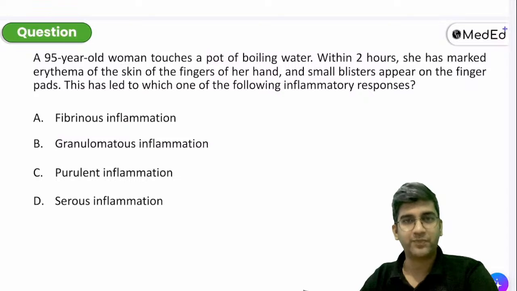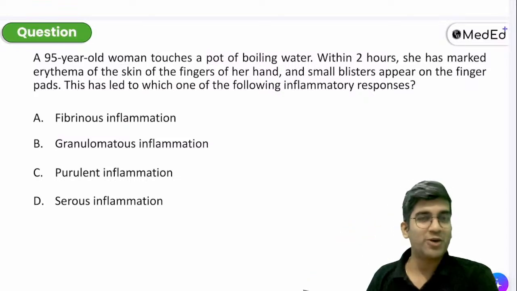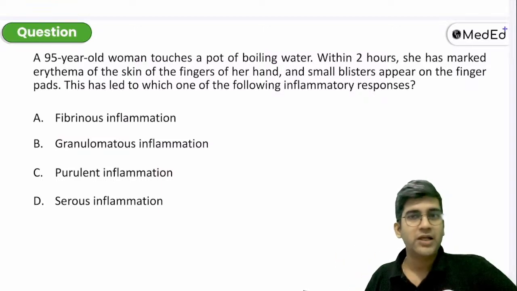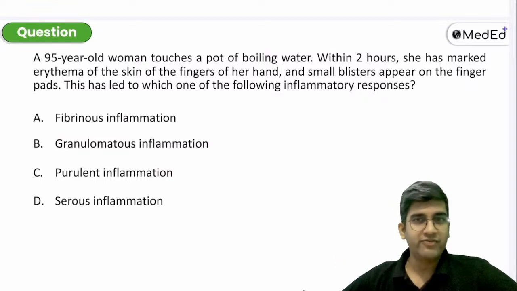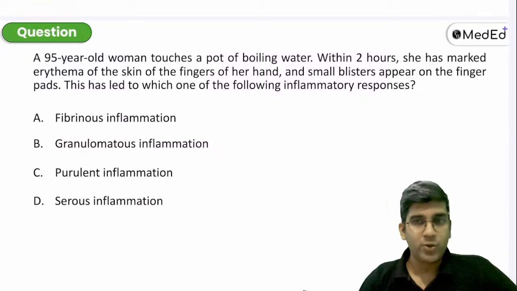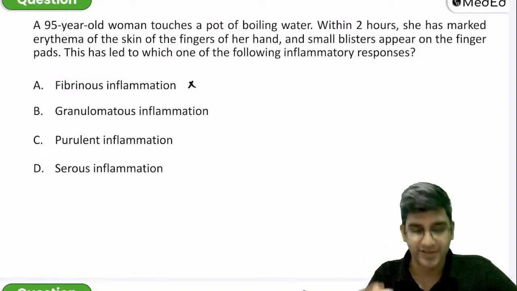Definitely at some point of time, right? Living till 95 itself is a problem. Touches a hot pot of boiling water, you have a boil, right? She has marked erythema of the skin and fingers. Small blisters appear in the finger pads. Okay, definitely not fibrinous. It's blisters.